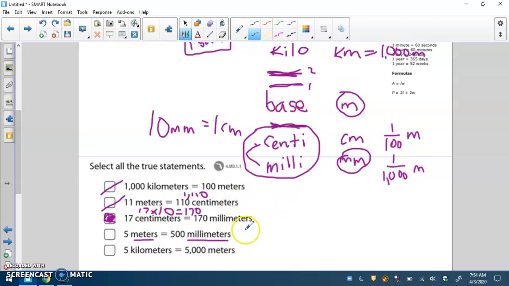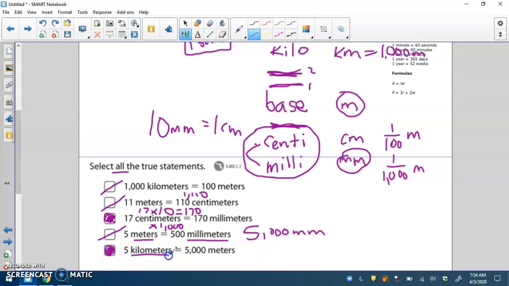5 meters is going to be equal to 5,000 millimeters because 5 times 1,000, that's the relationship. 5 times 1,000 is equal to 5,000, not 500. So that one can't make sense. And since it's a select all problem, we know that this one's going to make sense, but let's just make sure that we didn't make a mistake anywhere.